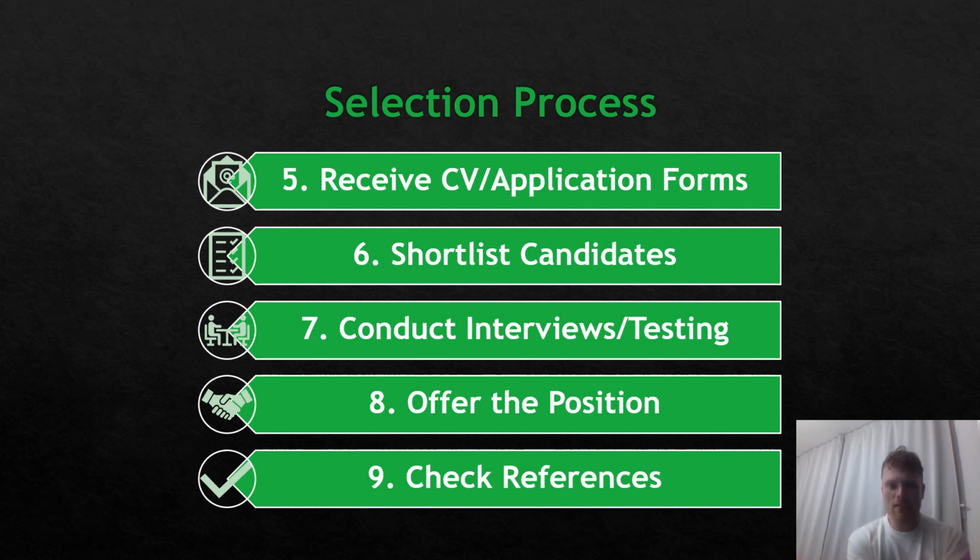So, quick rundown. Selection, we are receiving CVs, application forms. We are then shortlisting the candidates, so finding the best candidates from those CVs and application forms to then ask them for an interview or provide them with testing, so we can test a candidate to see if they are, as they say they are, an adequate candidate for the position. Once we have then looked at all of this, we'll offer them the position. That offer of position would usually be on the agreement of reference checks, and I'll come to that in a second.